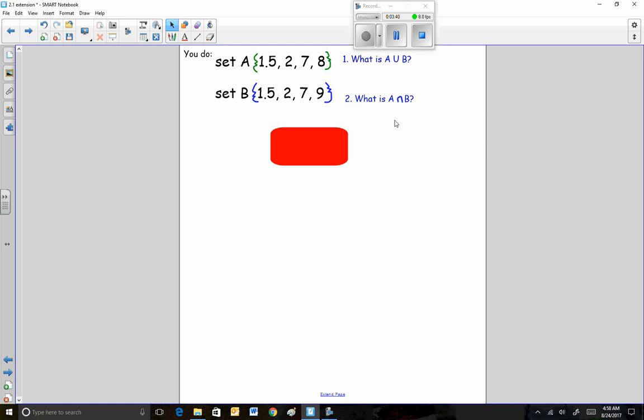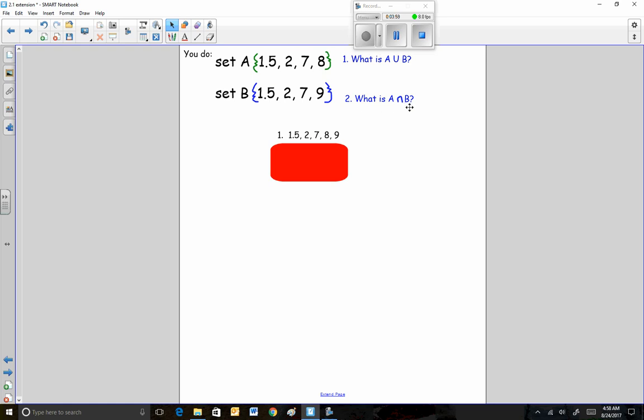Welcome back. Let's see how you did. The union of A and B makes sure that you take everything, you get both in A and B. So what you should have is 1.5, 2, 7, 8, and 9. That is all the numbers involved here.